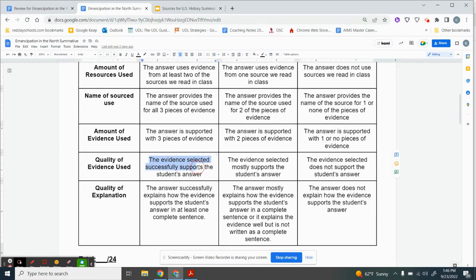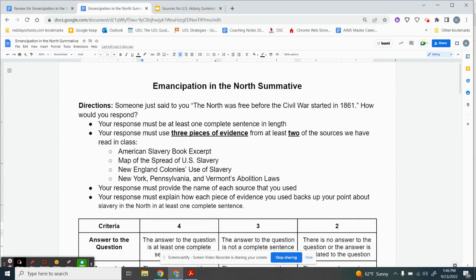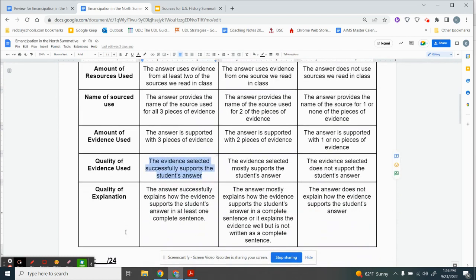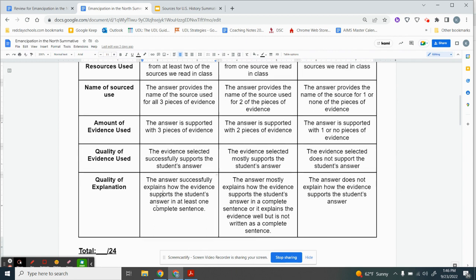Your evidence needs to actually support what you're saying. So if you're telling me that the North wasn't free, all 3 pieces of evidence need to show me reasons why the North was not free. And then you need to sufficiently explain how your evidence shows your point.